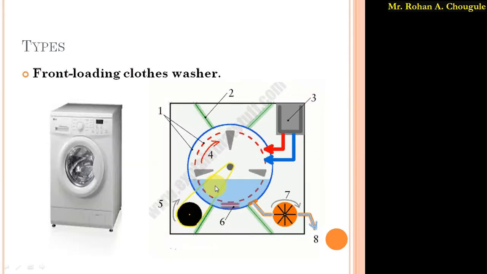So this is the third point, hot and cold water with the help of the detergent tray. This is a pipe for hot water, this is a pipe for cold water.